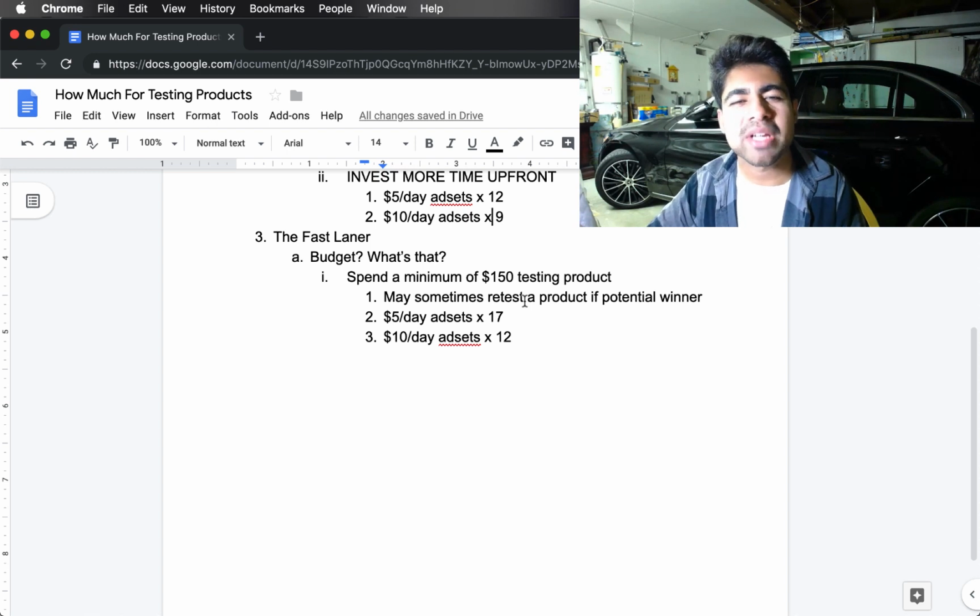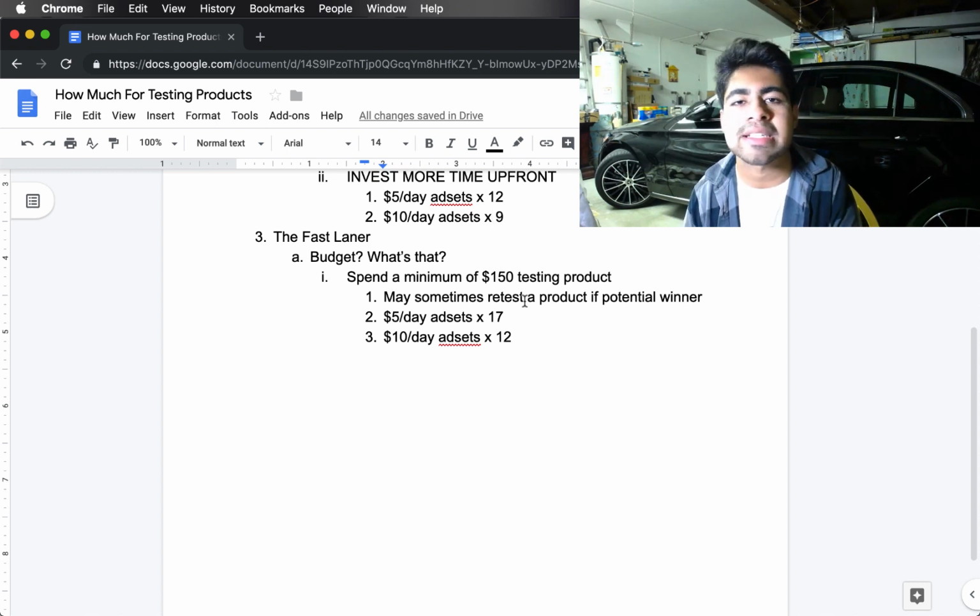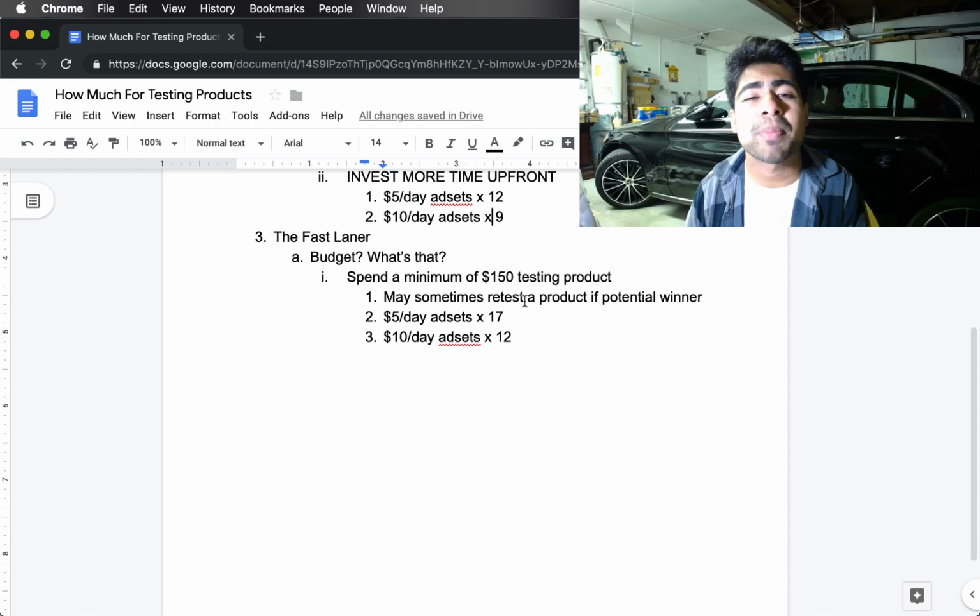But what is the most effective way to test as a fast laner? The first option for you is launching $5 per day ad sets, but launch 17 of them. So you're going to have 17 different interests, either lookalike audiences or interest targeting ad sets, and you're going to launch a new product to these specific ad sets. The reason why I still like to do $5 per day ad sets is because in the recent months that I have personally been testing my product with Facebook ads, I've always consistently found more results testing on smaller budgets, which is why I still recommend that.